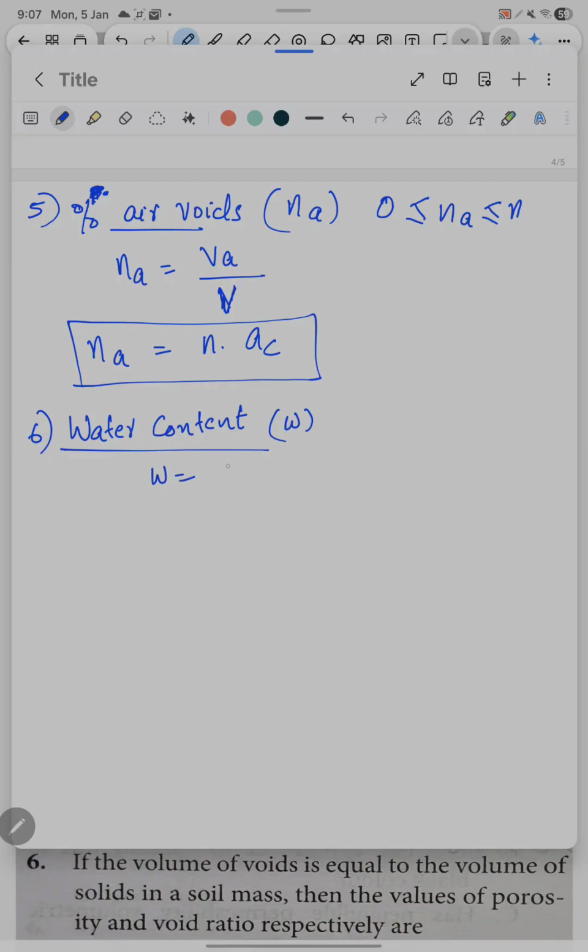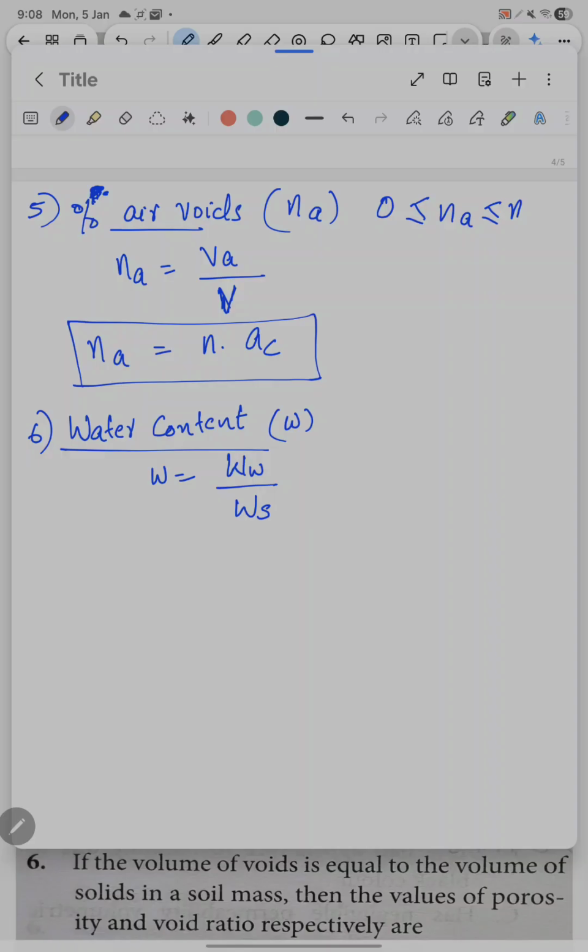Small w is equal to weight of water divided by weight of solids. Up to percentage air voids, we discussed volume parameters. Void ratio is volume of voids to volume of solids. Porosity, volume of voids to total volume. Then next, degree of saturation, that is volume of water to volume of voids. Next is air content, that is volume of air to volume of voids. And last, percentage air voids, volume of air to total volume.